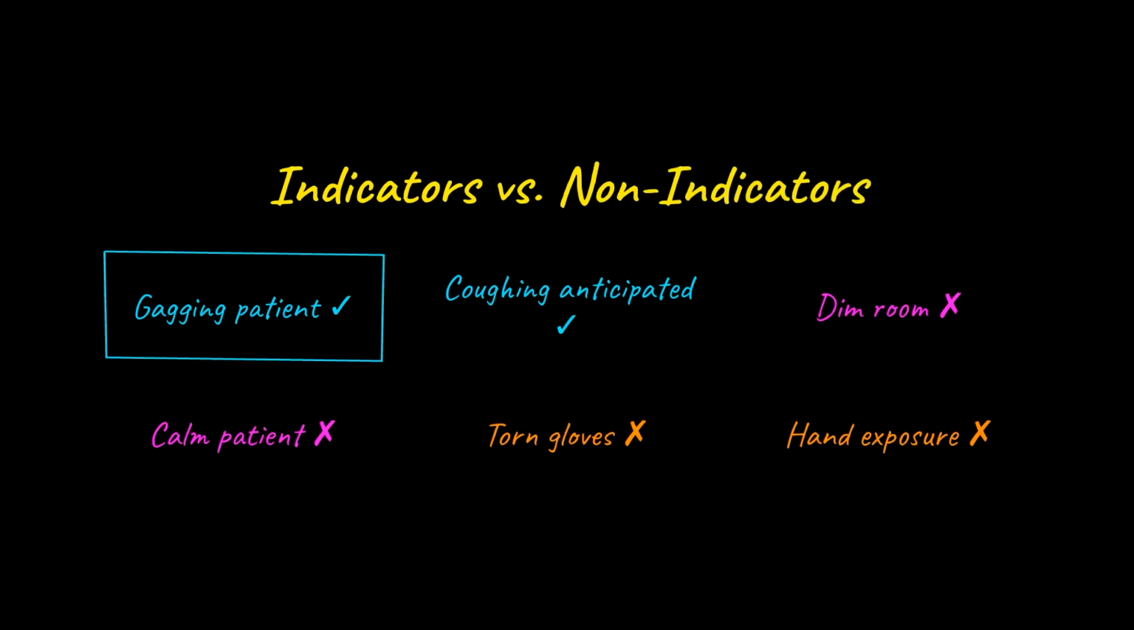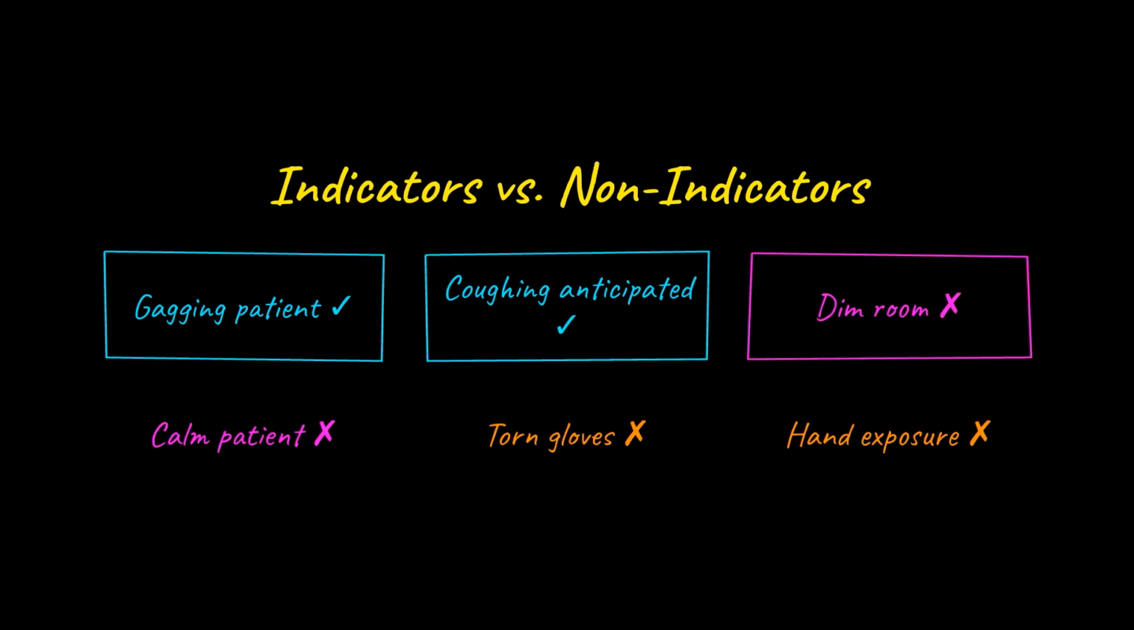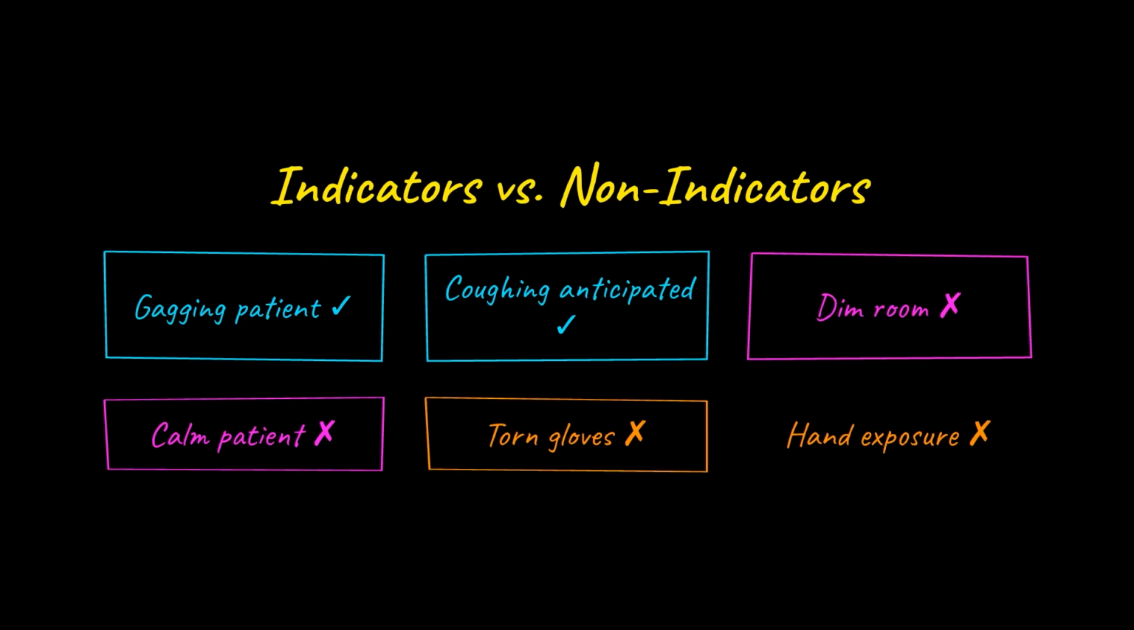A dim room is fixed with lighting adjustments, not facial protection. A calm patient reduces spatter risk rather than creating it. Torn gloves call for new gloves. That is a hand protection problem, not a facial one. The defining trigger for a mask and eyewear is anticipated spatter, full stop.